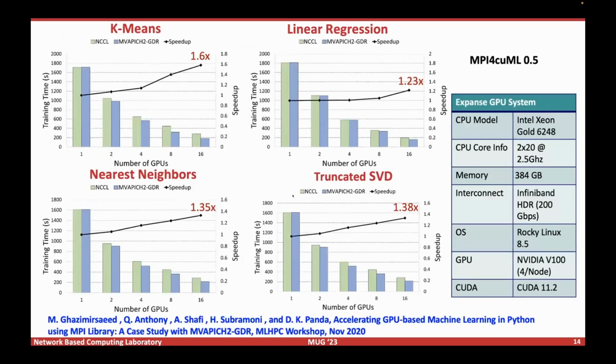So this last slide on cuML is the performance comparison. If we just focus on the k-means algorithm here, on the x-axis we have the number of GPUs going from 1 GPU to 16 GPUs, and then we have two bars here, the green bar and the blue bar. The blue bar is when we have used MVAPICH2-GDR for parallelization, and the green bar is when we are using NCCL for communication. As you can see, on 16 processors, for almost all the different algorithms we are seeing performance benefits, and for k-means approximately 1.6x speedup was witnessed.